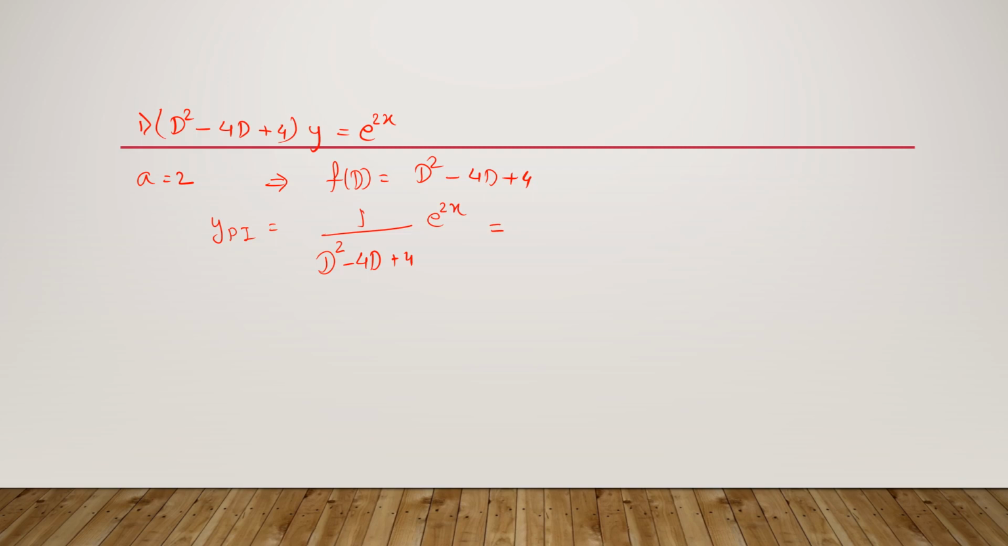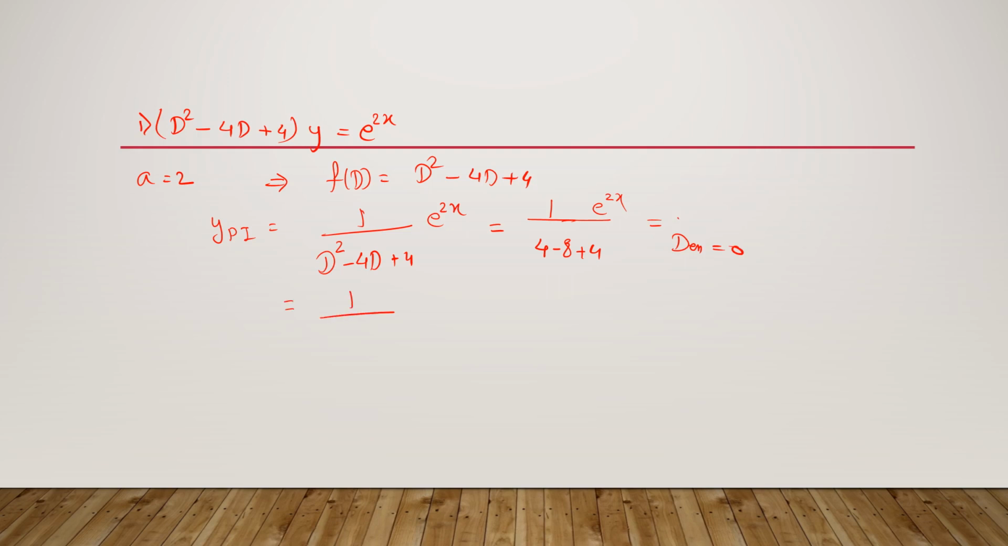So now we know that a is equal to 2. Simply substitute the value of 2 over here. So we have 1 upon 2 square, which is 4, minus 4 into 2, which is 8, plus 4. So now the total sum at the denominator is equal to 0. So over here I can say that the denominator is equal to 0. So I need to differentiate the denominator.